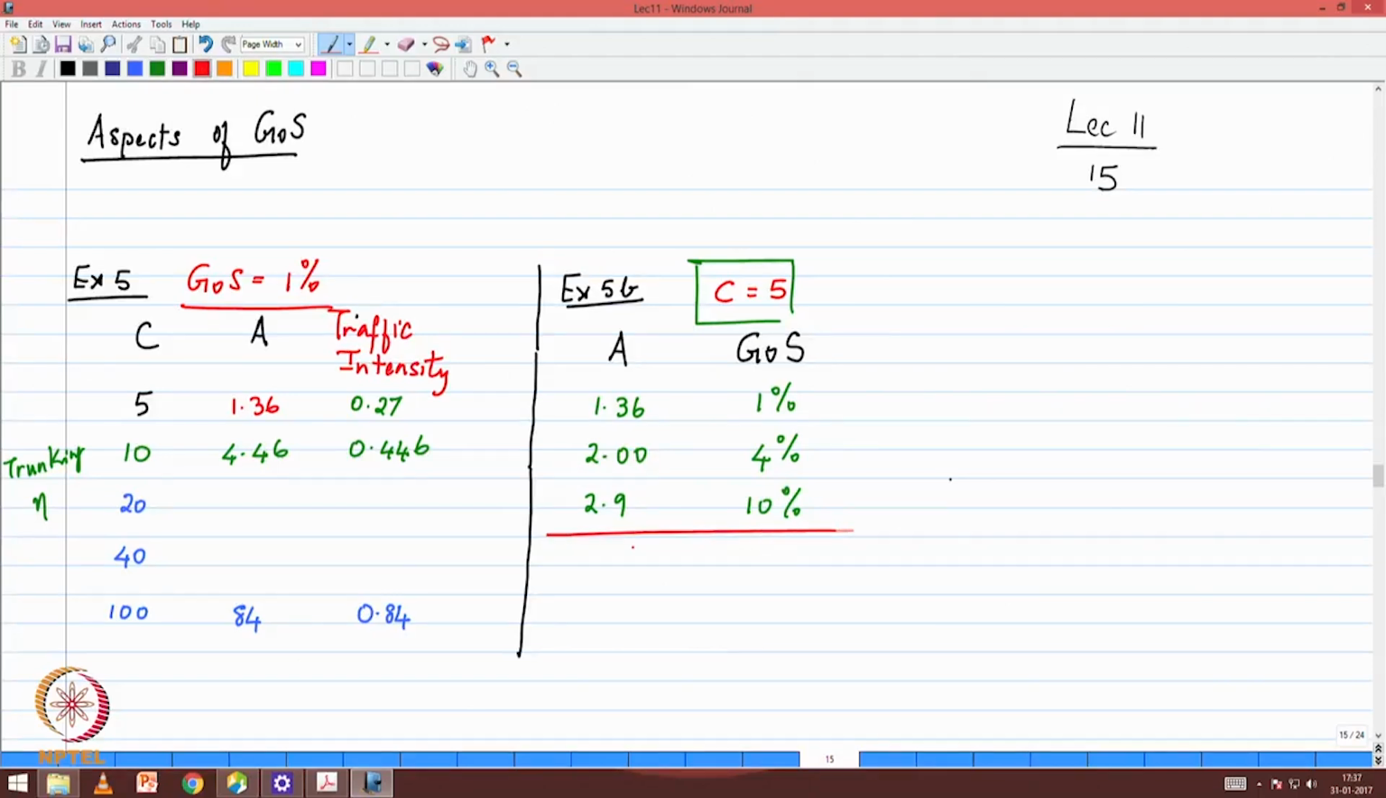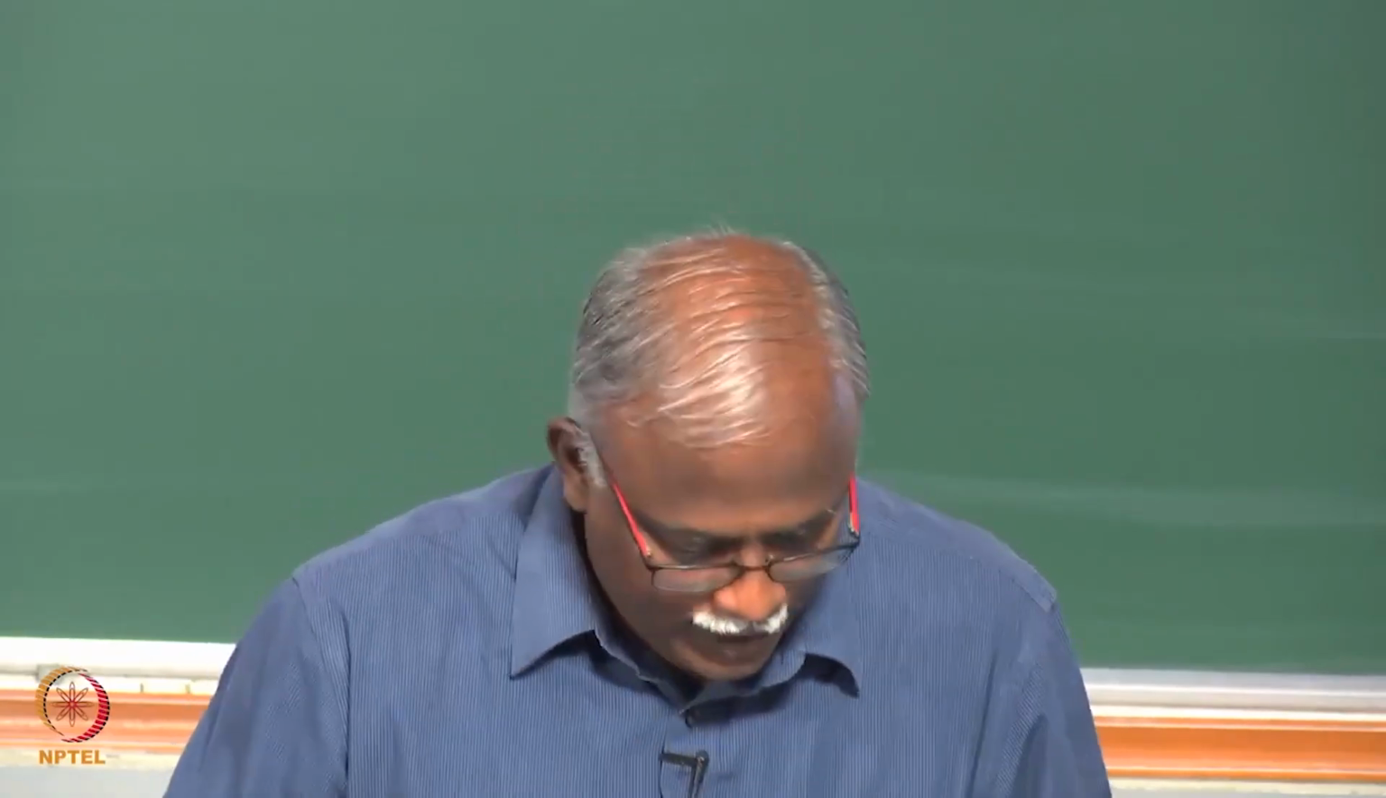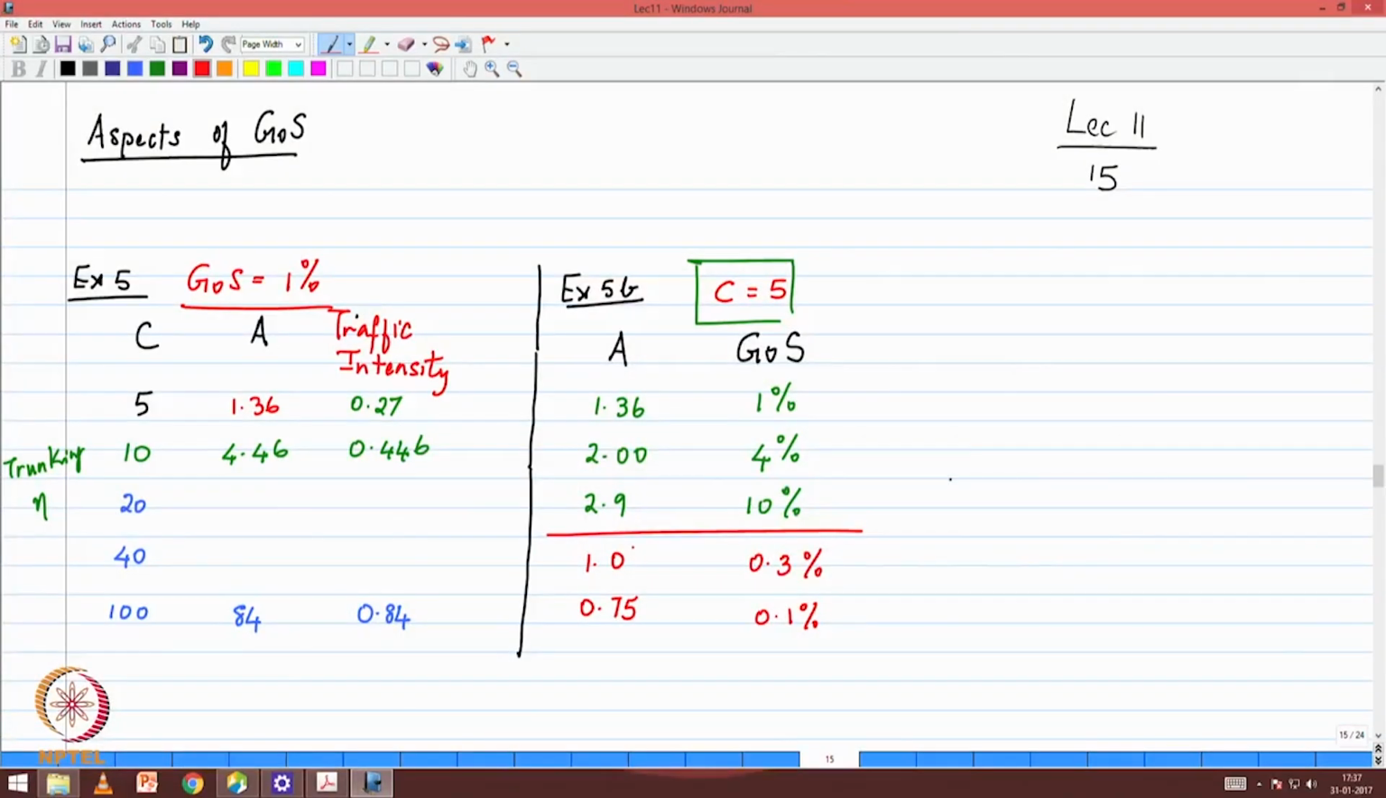So again, this is on the one direction. What happens if I go down from 1.36 Erlangs, where I have 1% blocking probability, to 1 Erlang? It goes down to 0.3%, and then just a slight reduction beyond that goes down to 0.1%. So there are huge advantages to keeping a large number of channels in the pool, because that's when you get the trunking efficiency. Trunking efficiency is very, very important.